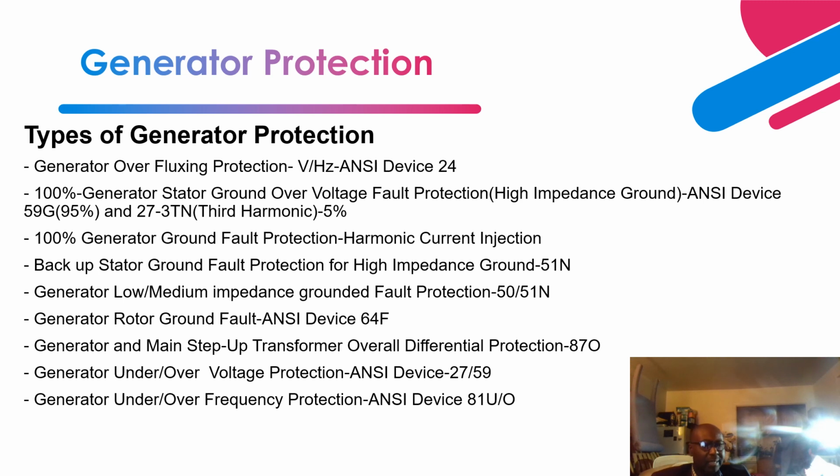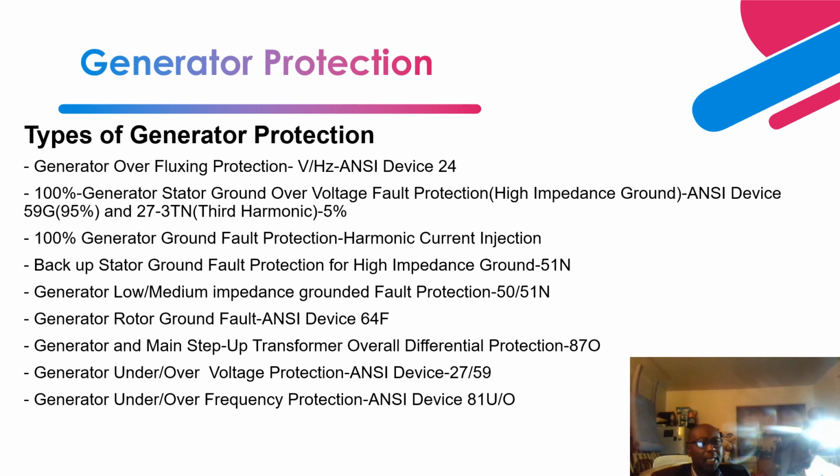Next is high impedance ground, which is stator ground, 59G, and that utilizes a grounding transformer. It protects 95% of the generator stator, so the remaining 5% is not protected. We have to come up with a complementary protection scheme, which is a third harmonic voltage scheme. That is the 27-3TN, implemented to protect the remaining 5%. In fact, an overlap is achieved so that it protects up to 5 to 10%, creating an overlapping scheme.